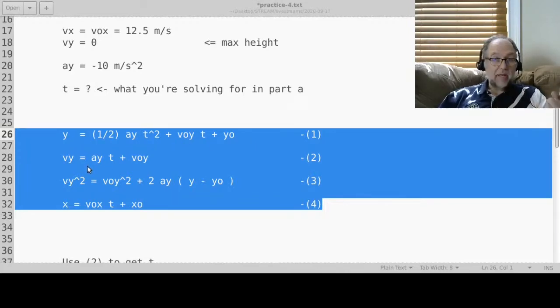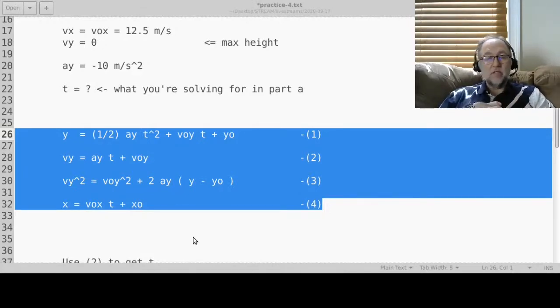Number two is v_y as a function of time. Number three is actually equations 1 and 2 with the time eliminated. And number 4 is the only equation that talks about horizontal motion. So 1, 2, and 3 are about vertical motion, and equation number 4 is the horizontal motion.